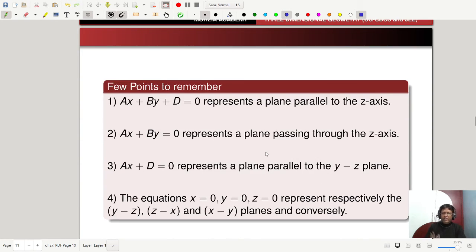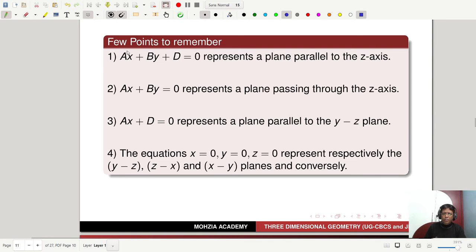Let us summarize. It is summarized in a few points to remember here. Number 1, it represents a plane parallel to the z-axis. Number 2, it represents a plane passing through the z-axis. ax plus d equals 0 represents a plane parallel to the yz plane, and x equals 0 represents the yz plane, y equals 0 represents the zx plane, and z equals 0 represents the xy plane. So these are the main concepts we have discussed.